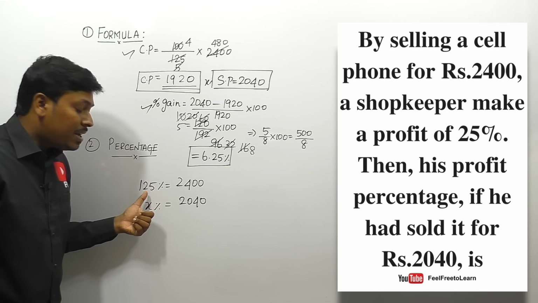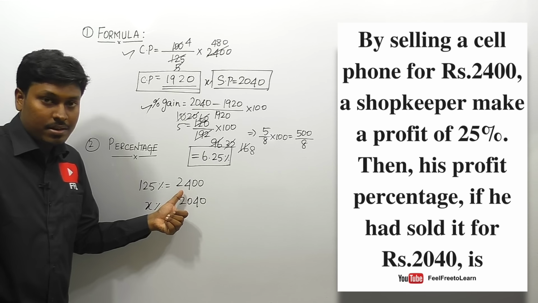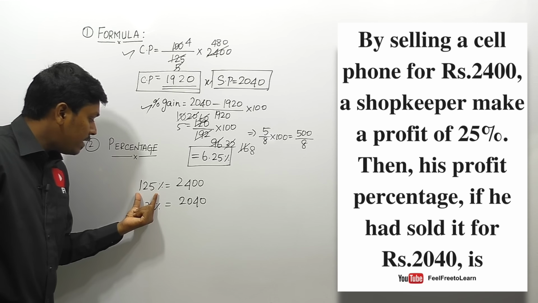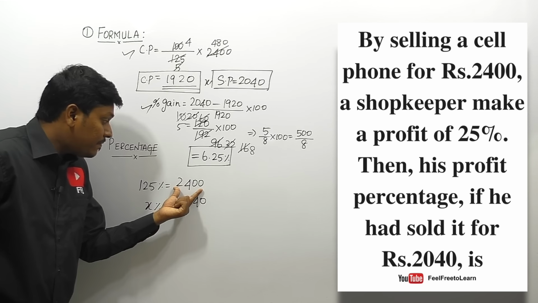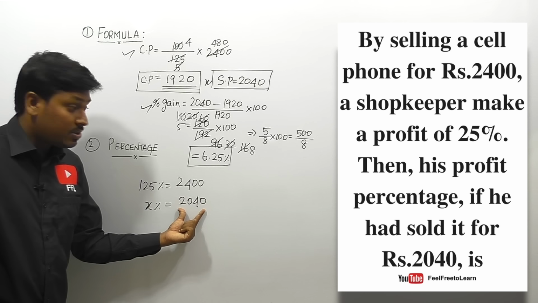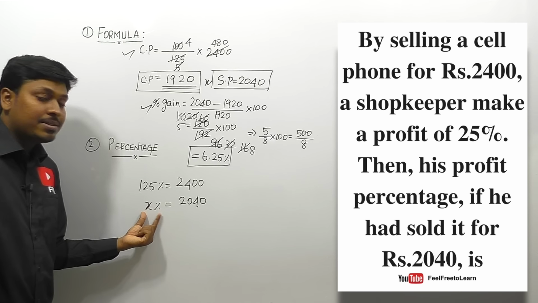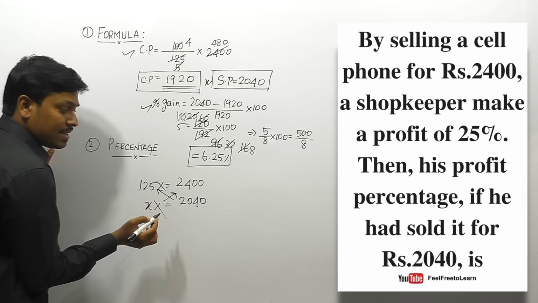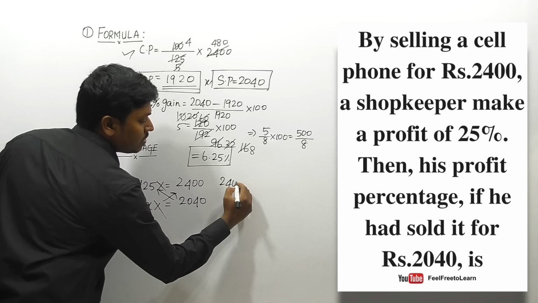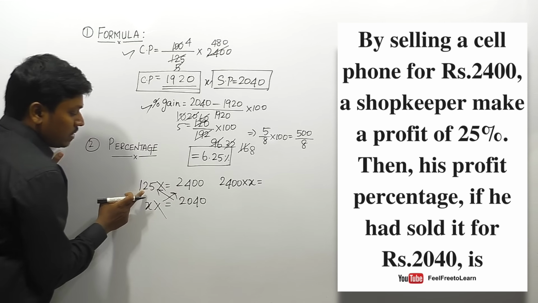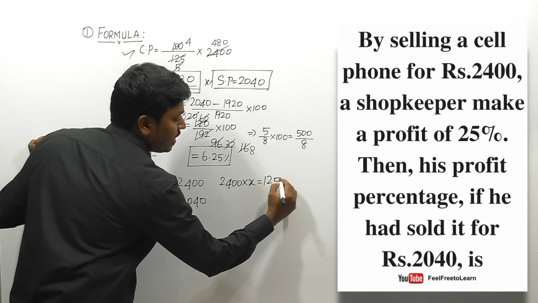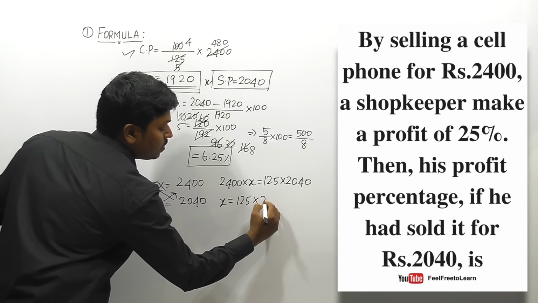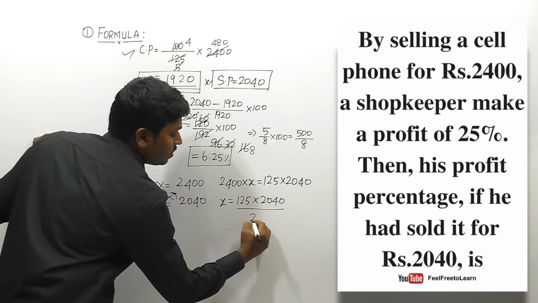So friends, 125% is equal to 2,400. So this 125 is 100% plus profit 25%. So 125% will be 2,400. So friends, if you want to sell the mobile phone for 2,040, we need to find how much percentage he gained. Now we need to cross multiply, similar to the previous question. So here percentage gets cancelled. So 2,400 into x is equal to 125 into 2,040. So x is equal to 125 into 2040 divided by 2400.